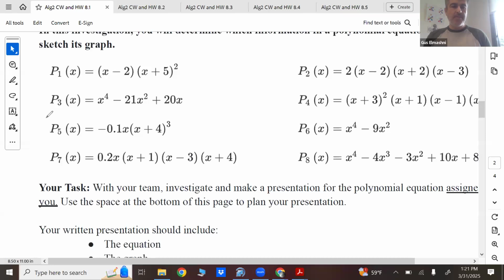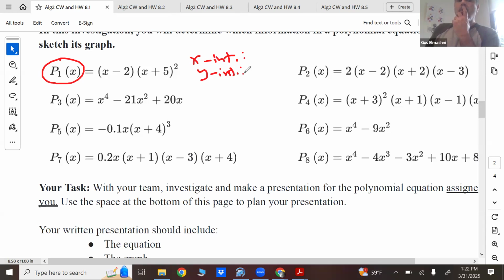Okay, if I do P1, just by doing a little investigation, what do you think the x-intercepts are for P1? If I replace y with 0, or set the equation equal to 0, what do you think x would equal? Go, Chelsea. 2 and negative 5, good. If I plug in 0 for x, what do I get? Well, I have 5 squared, and then times -2.